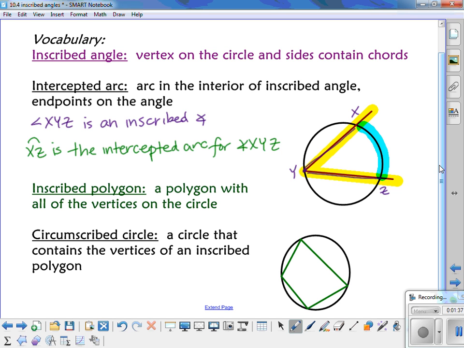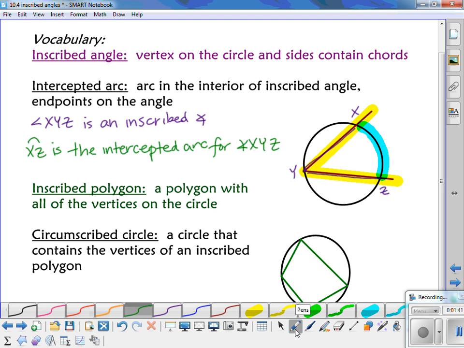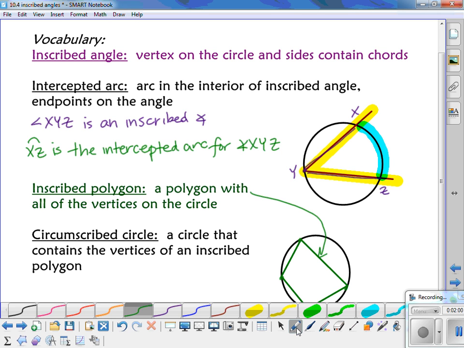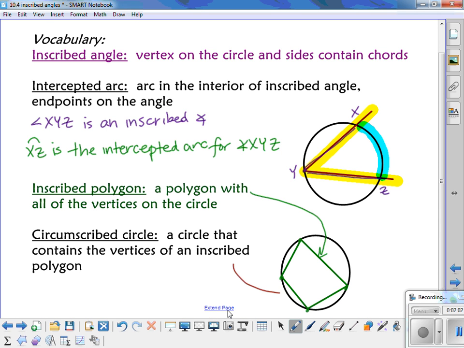An inscribed polygon is a polygon with all the vertices on the circle. So this quadrilateral here is inscribed in the circle because each of the vertices is on the circle. So that's my inscribed polygon. And then a circumscribed circle is a circle that has the vertices of the inscribed polygon. And so the circle on the outside is my circumscribed circle.